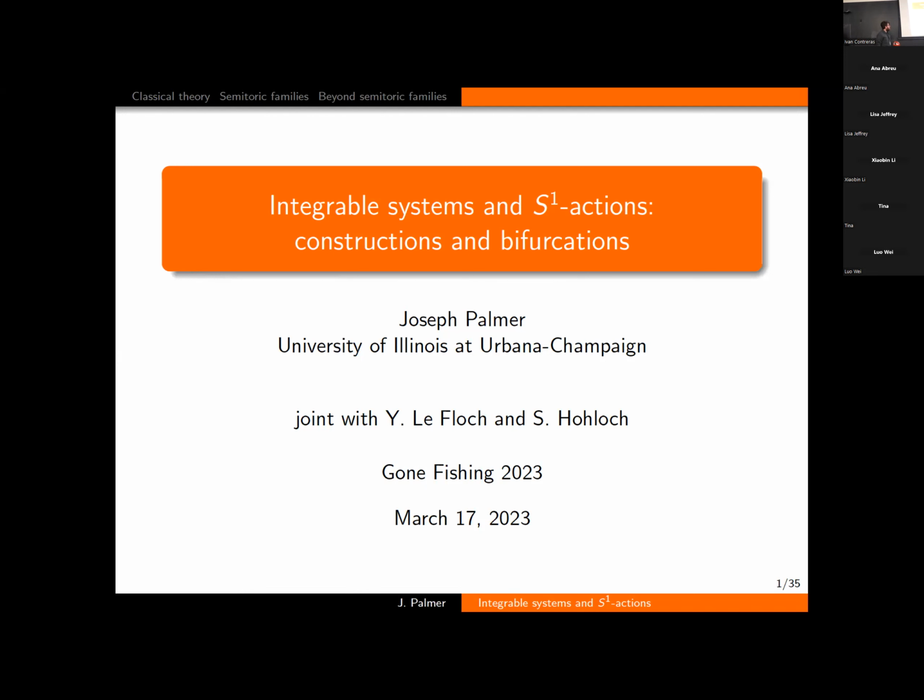So I'm going to talk about integrable systems. Many of the people here have seen me talk about integrable systems many times. I'm going to talk about maybe 3 or 4 different papers related to constructing integrable systems, and in particular, what I think of as the bifurcation theory of integrable systems. You're deforming the system in some way, you're seeing what changes, what stays the same.